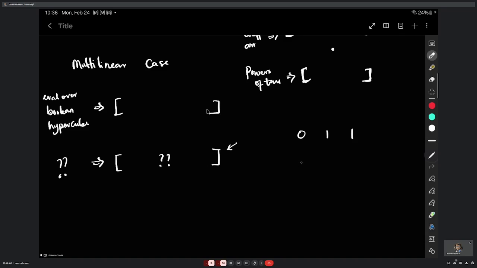Okay. So the three bits are like A, B, C. For each bit representation, you're going to have G to the something. Like this would be A, maybe G to the B, G to the C. Something like this.